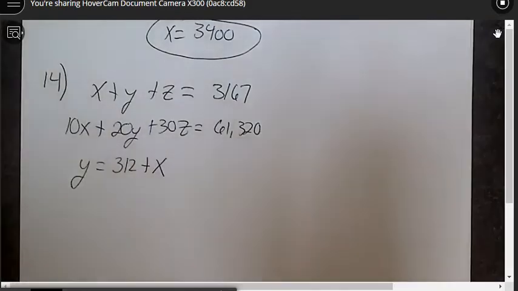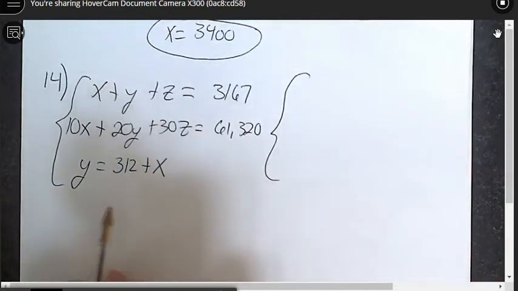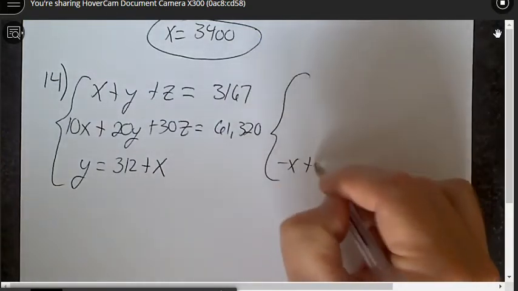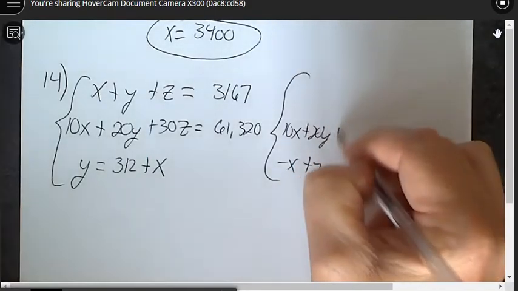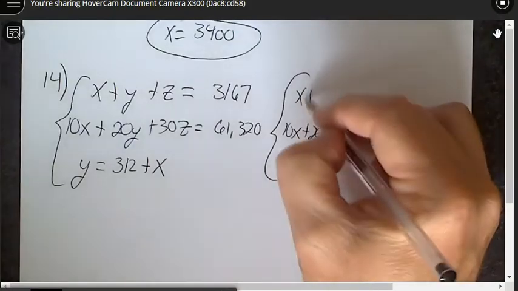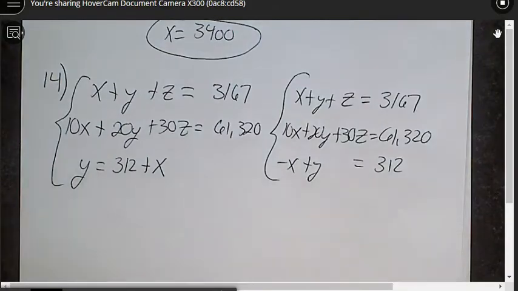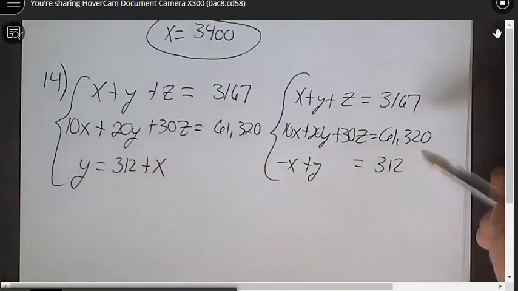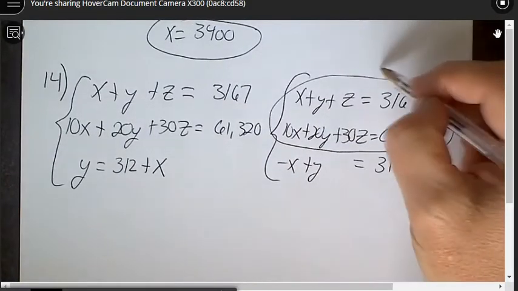Okay, so for me, again, here's what I would do for this one. Take this last equation and rewrite it so that you have X's and Y's in the number. So just bring that X over here, so make it negative X plus Y equals 312. We have the 10X, the 20Y, the 30Z equal to 61,320. And then we have X plus Y plus Z equals 3,167. I would do this one just like we were doing on the other parts. The way this one's written, they left Z off of this part. Just take these two equations here and eliminate the Z again.